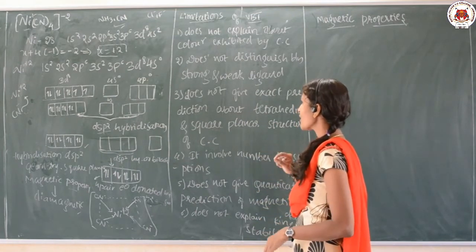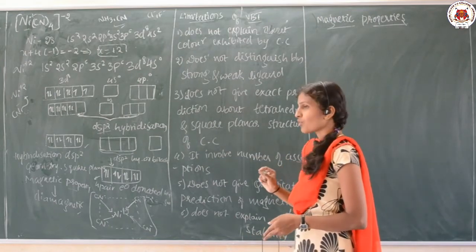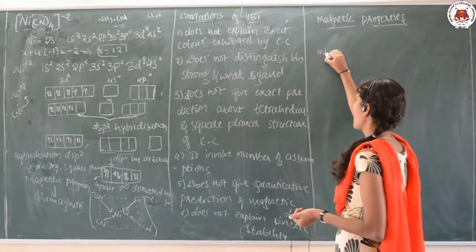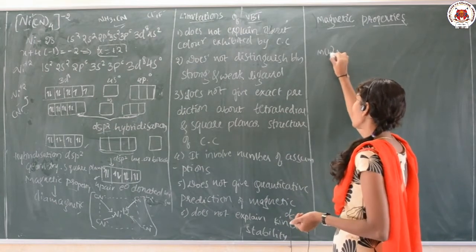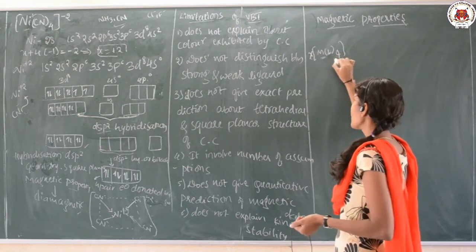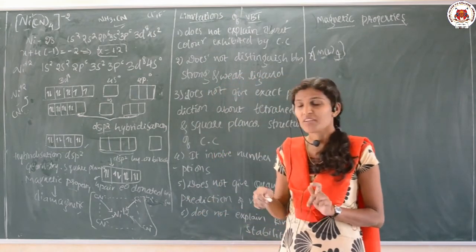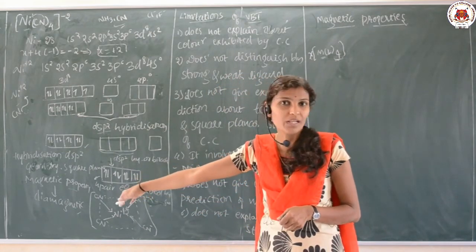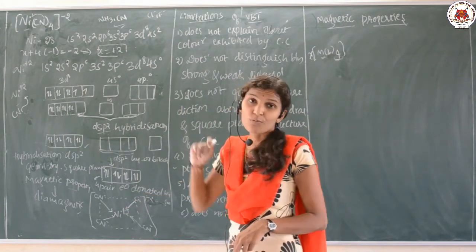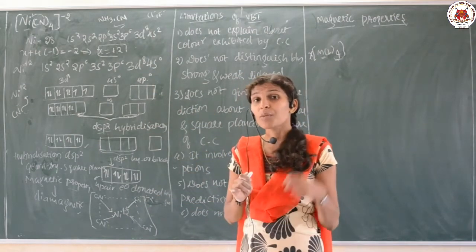And the third one, it does not give an exact prediction about the tetrahedral and square planar structure of the coordination complex. See here, whenever the ligands are 4 like this, ML4, this is the central metal atom and these are the 4 ligands. If there are 4 ligands, we can predict its geometry as tetrahedral or square planar. Previously, I solved one more example where it is not square planar but tetrahedral, I think NiCl4. In that example, NiCl4, there are 4 ligands but the shape will be tetrahedral.